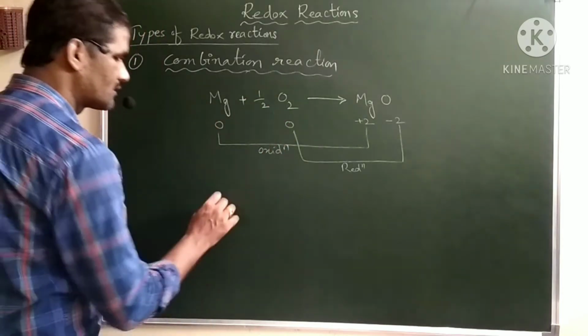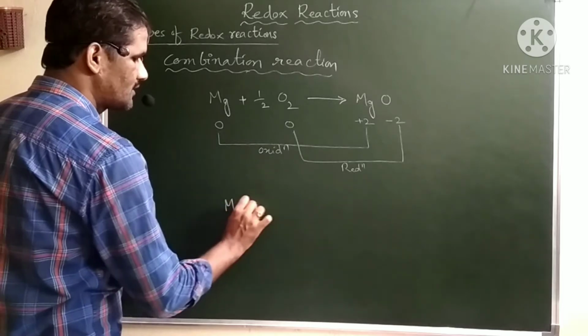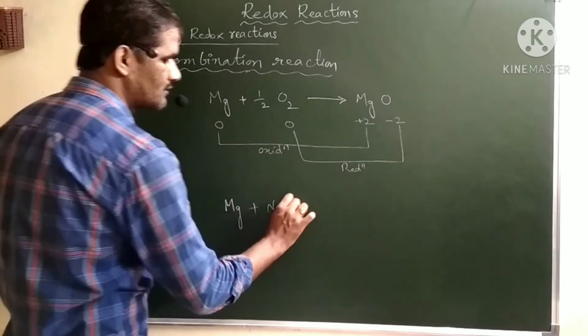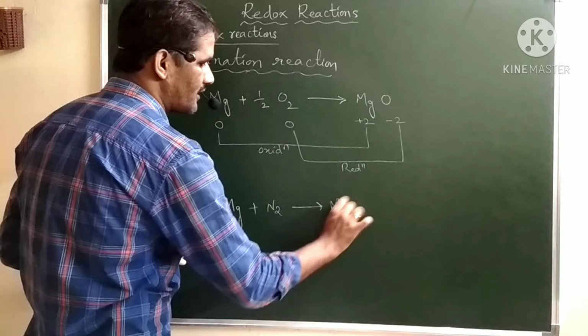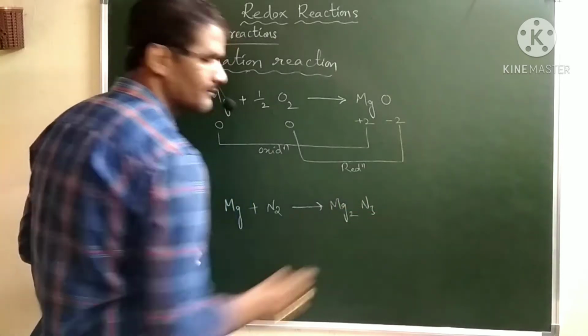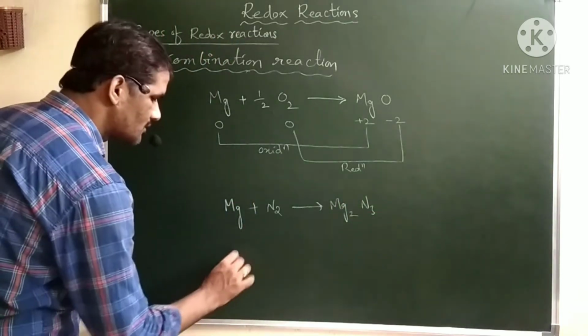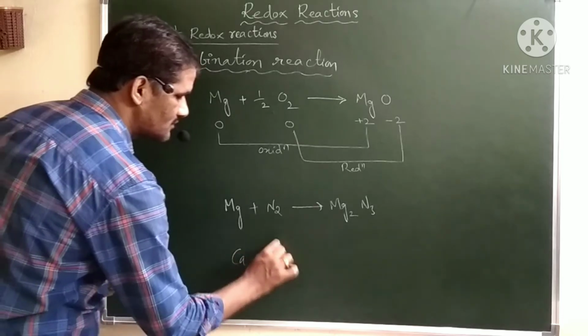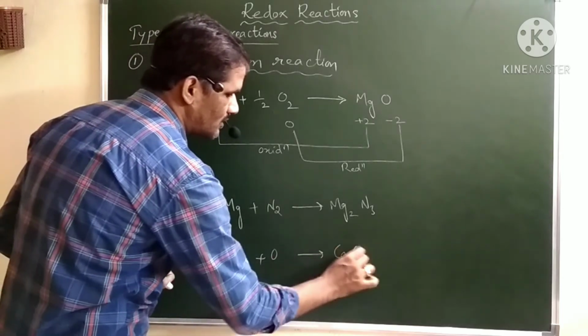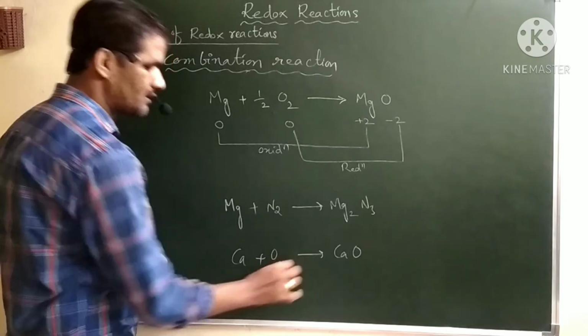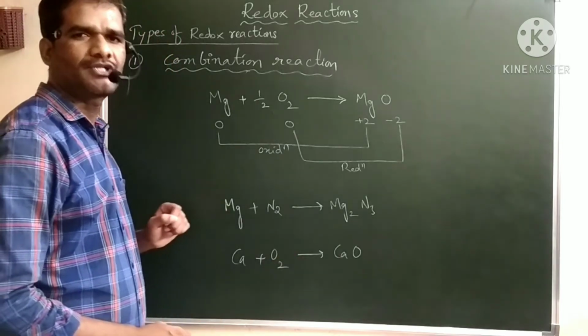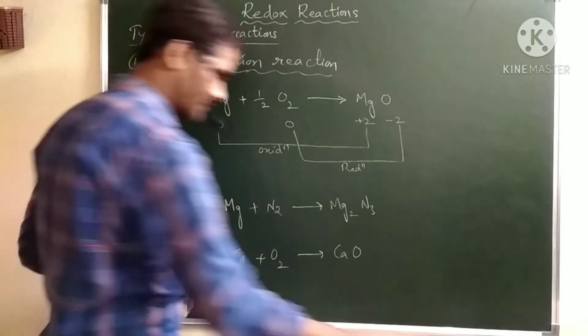Like that you can take others also. Magnesium, if you treat with nitrogen, you will get magnesium nitride. Similarly, calcium, if you treat with oxygen, you will get calcium oxide. These are some examples of combination reactions. They are redox reactions.